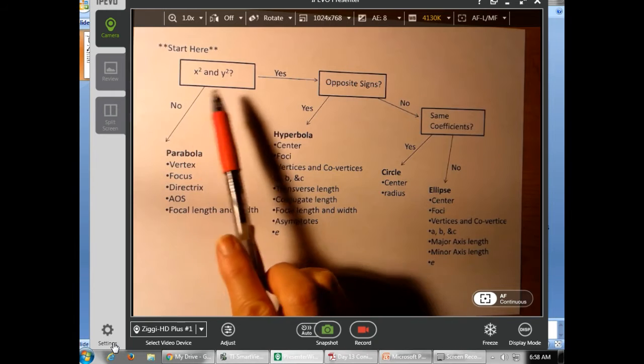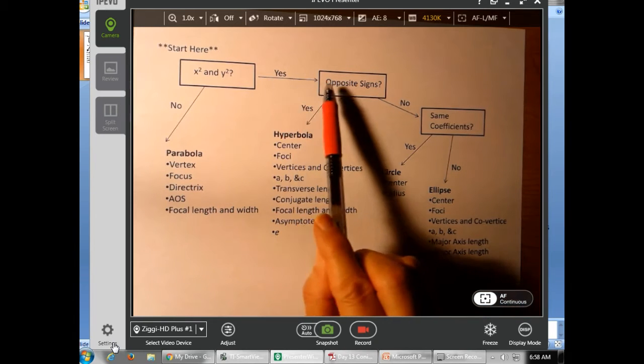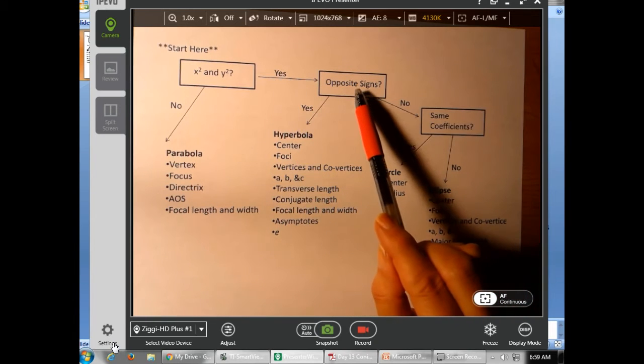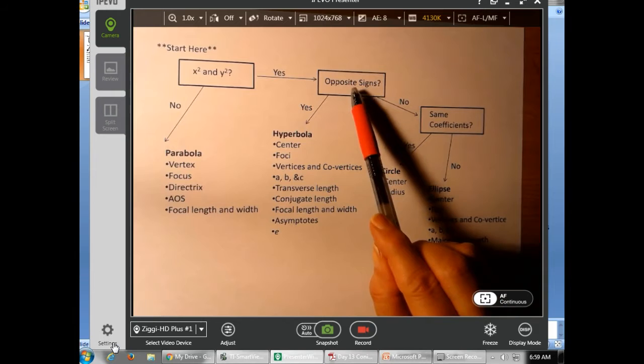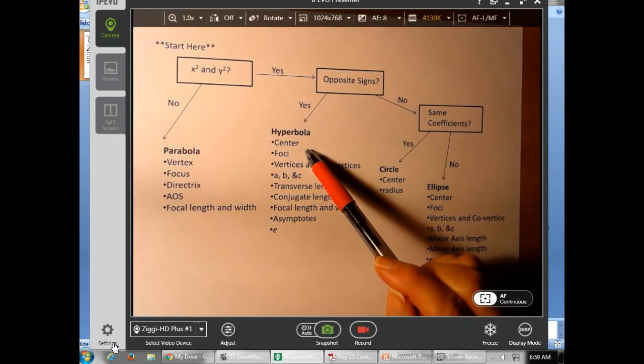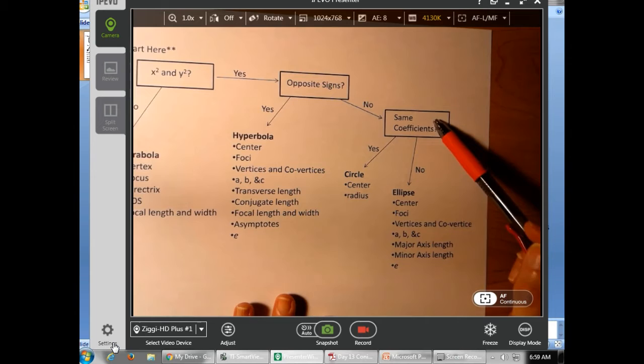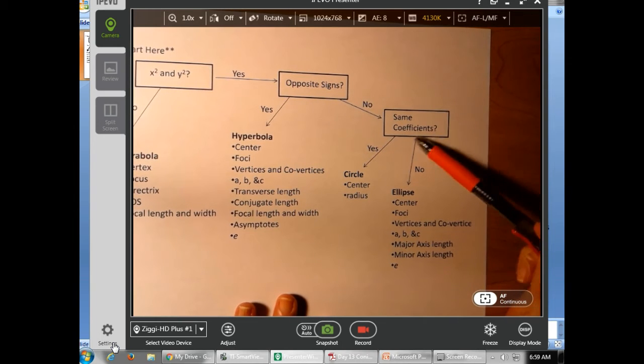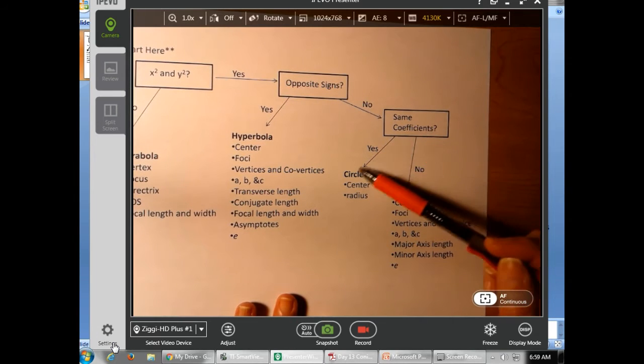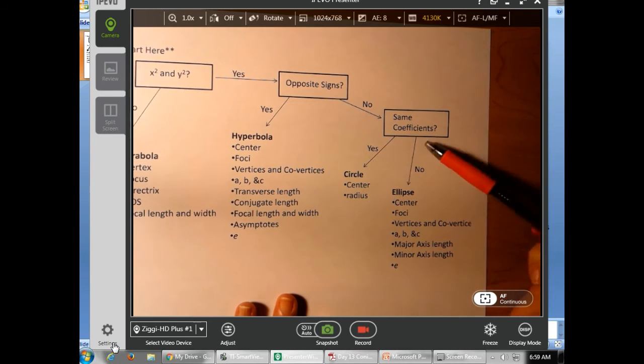So what if you do have an x squared and a y squared? Then you're going to go this direction. You're going to look for opposite signs. If you have opposite signs, you have a hyperbola. If you don't have opposite signs, meaning you have the same signs, then you look and see if you have the same coefficients. If you do, it's a circle. If you don't, it's an ellipse.